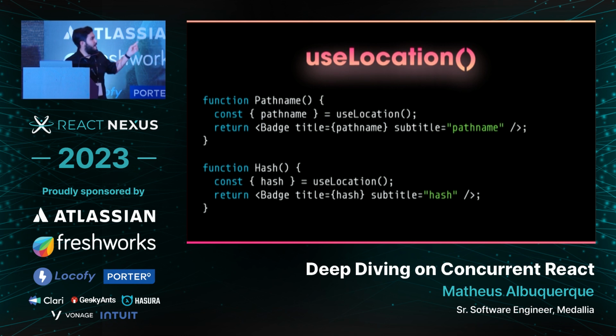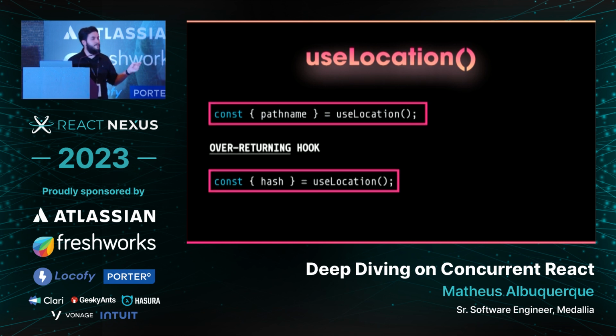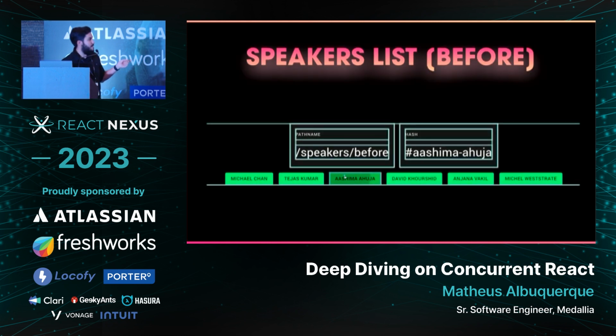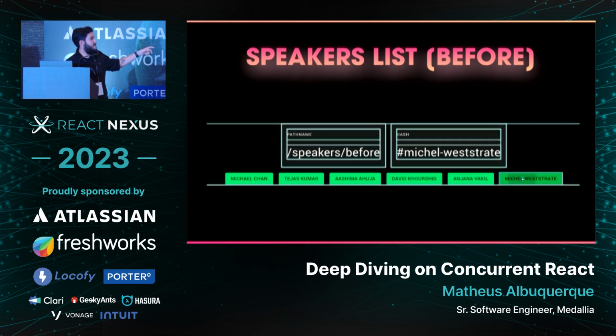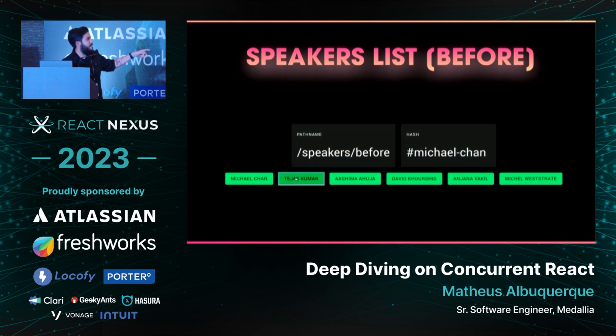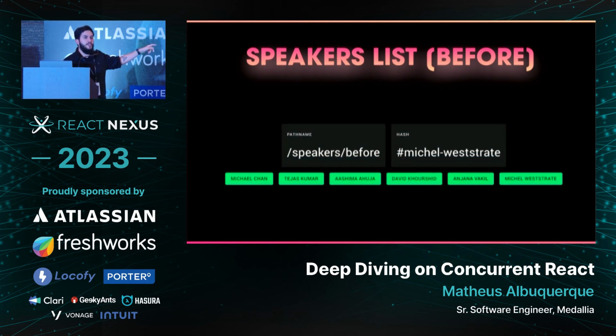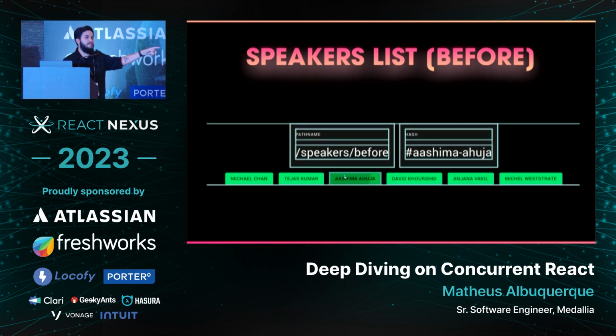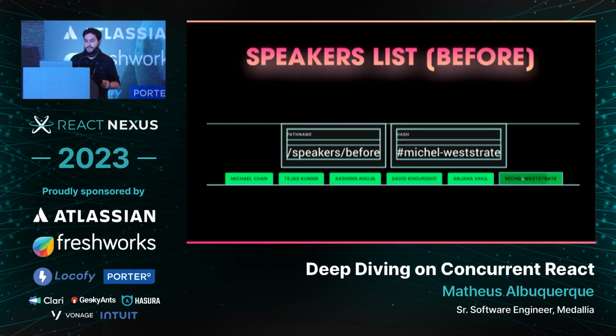So here we have the useLocation hook, and we have two different components. We're using the pathname in one component and the hash in the other component. But this hook is what some people call an over-returning hook, because it's great, but it gives us a lot of information, perhaps more than what we need. Here's an example where I have the two components, the pathname and the hash one, and you can see that I'm using the React profiler here. The pathname component is re-rendering, even though it shouldn't. Only the hash is changing, but both of them are using that same hook underneath.